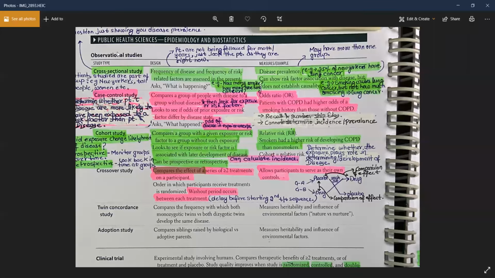Okay, so today we will discuss the observational studies. First is the cross-sectional study. In the cross-sectional study, we are taking the individuals at a point in time.